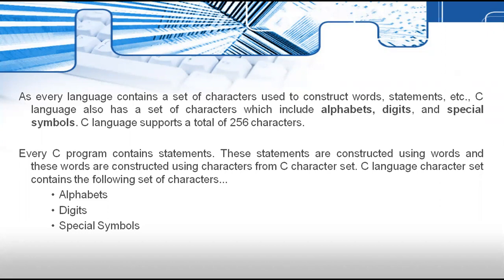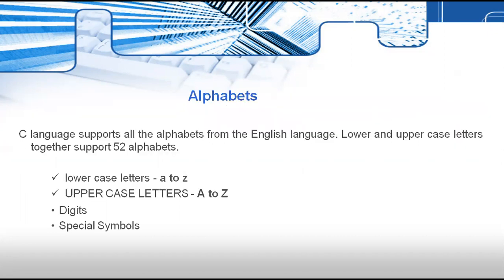And here, every C program contains a set of statements. These statements are constructed using words, and these words are constructed using characters from the C character set. Here, the C language basically supports the following set of characters: alphabets, digits, and special characters.